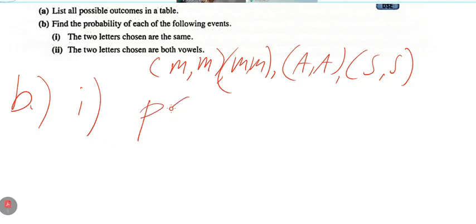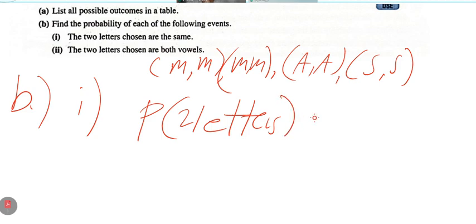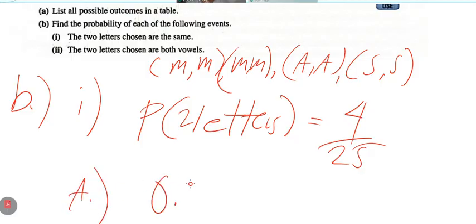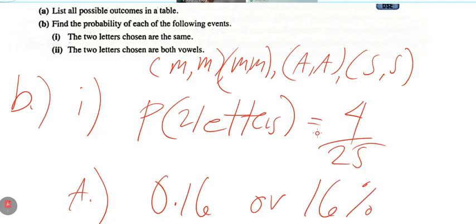So we've got to write the probability of the two letters being the same. That's going to equal 4 out of 25. Now the answer for that would be 0.16. Finding the percentage for that one, that's about 16%.